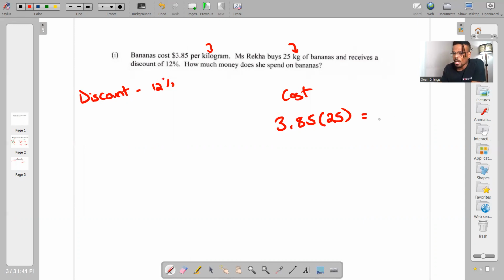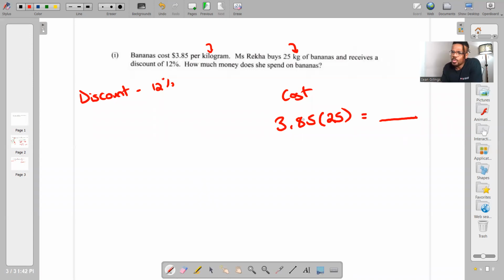So this is the cost we're going to calculate, the cost basically when she picks up all the bananas, the cost she has in her mind. But then she's going to be surprised at the register. She gets a 12% discount, so she won't be paying the amount she was calculating. She'll be paying something smaller than that.